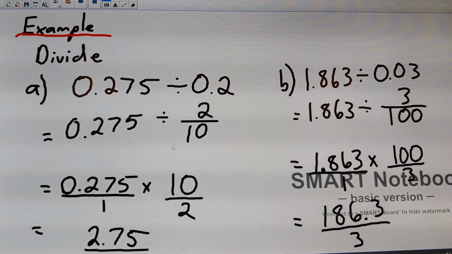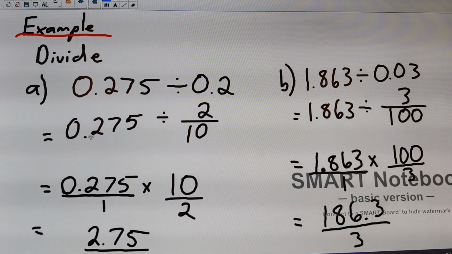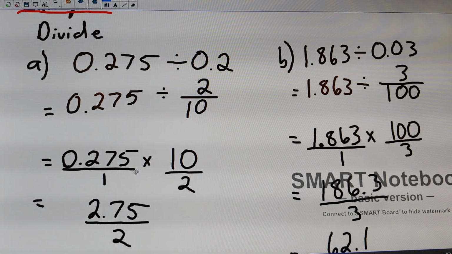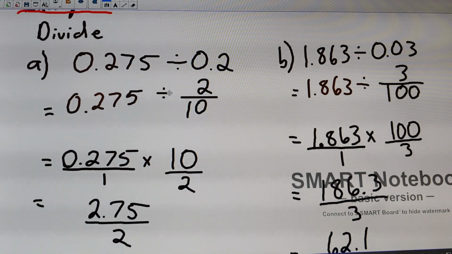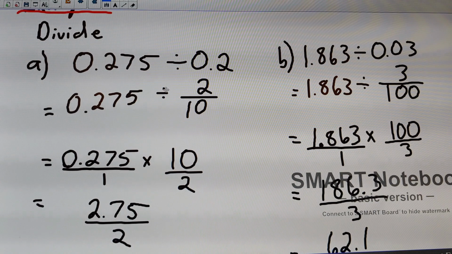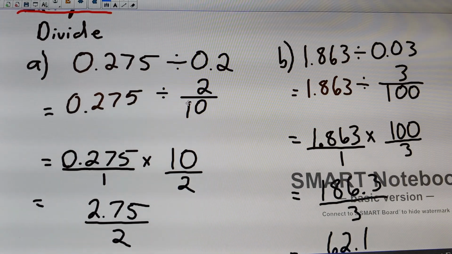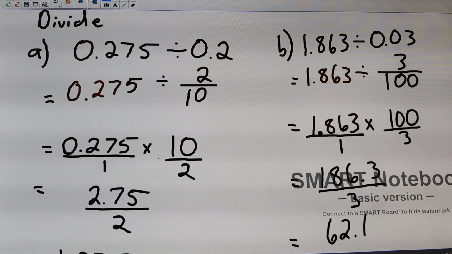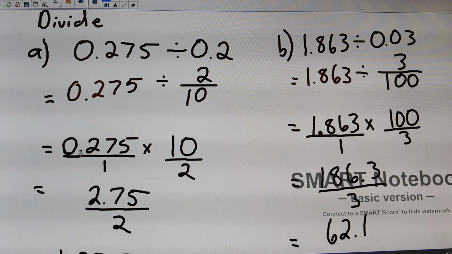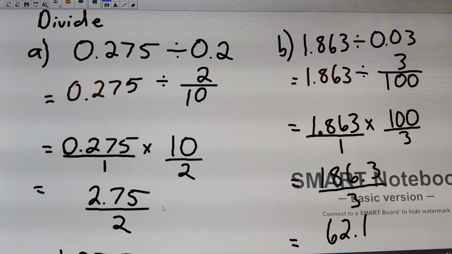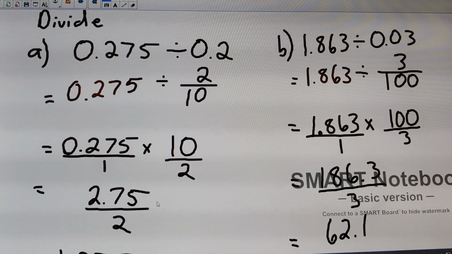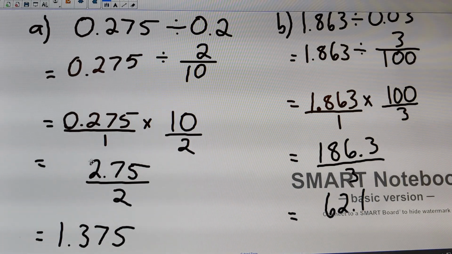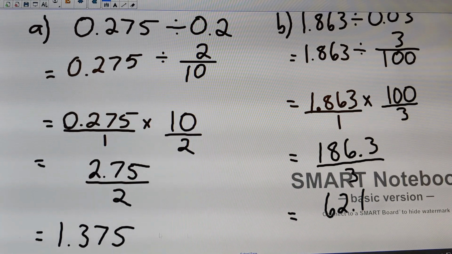Okay. Back to A. We'll put this as a fraction. So 0.275 over 1. And then dividing fractions, we take the reciprocal of the divisor, so we flip it, and then turn it into a multiplication question. So it's now 10 over 2. Multiplying by 10, that goes over there. So we have 2.75 divided by 2, and then 1.375.